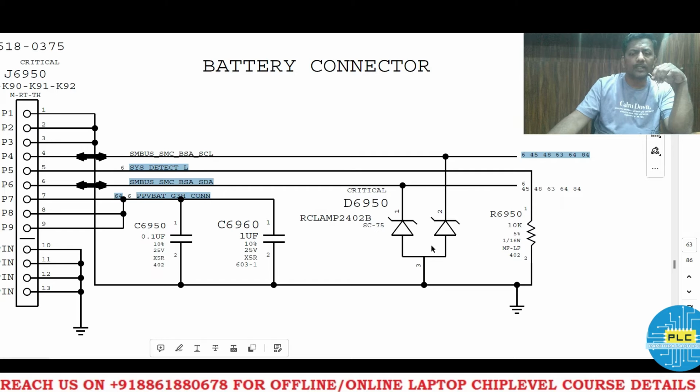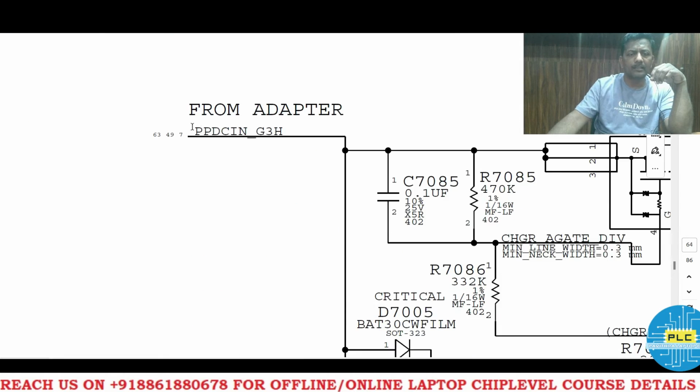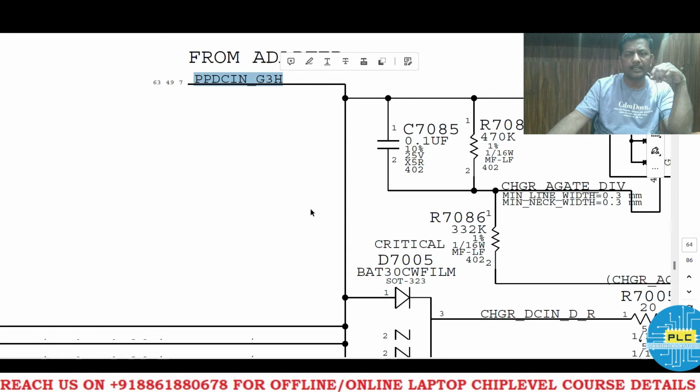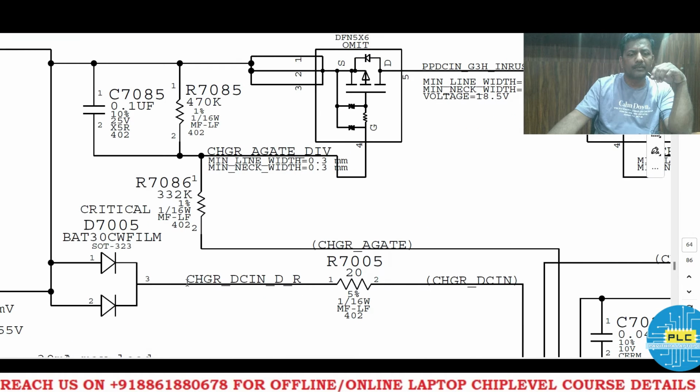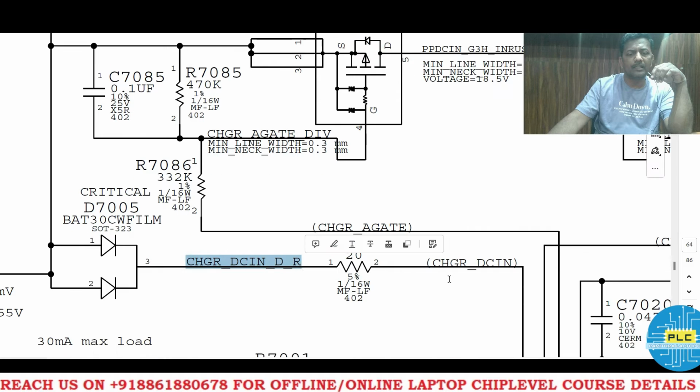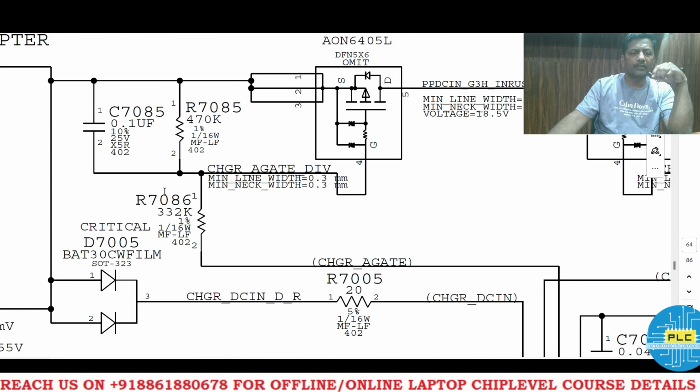You understood. Okay. See, here is the ESD diode for protection. Now we come to the charging section. What voltage did we get from the adapter? It's PP DC in underscore G3H. This voltage goes to the 3-leg diodes and becomes the charge DC in input voltage for this IC, DC in pin number 2. First point, you got it, right?